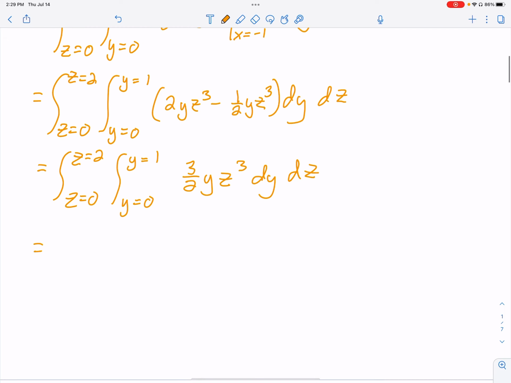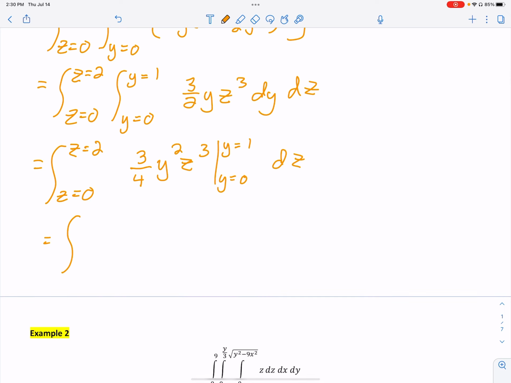Now I can do y. So z equals 0 to 2, and I raise my exponent up by one, so this becomes 3/4 y squared z cubed from y equals 0 to y equals 1, dz. We're almost there. I'm going to drop these bounds because all I'm going to have are z's left. If I plug in 1, I get 3/4 z cubed, minus, if I plug in 0, I get 0. So that's all we have there, dz.